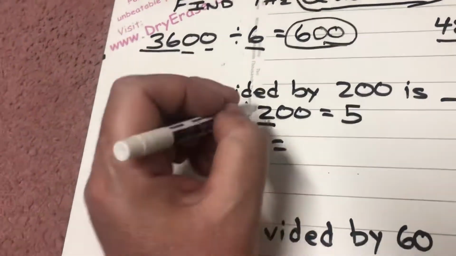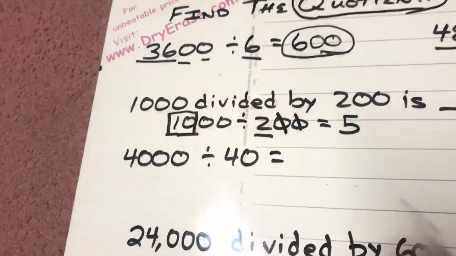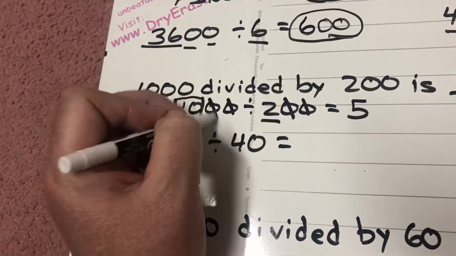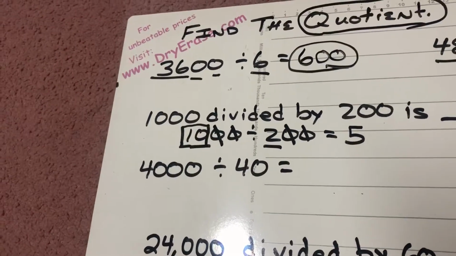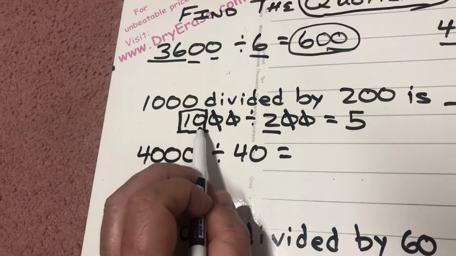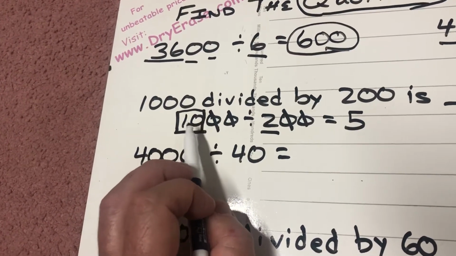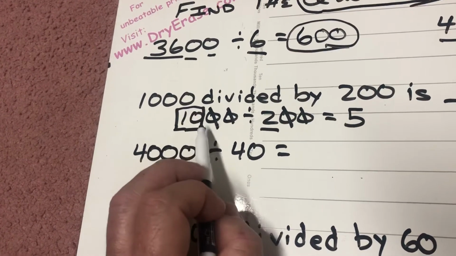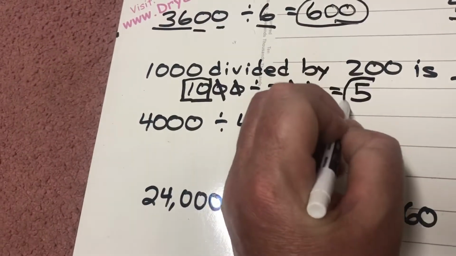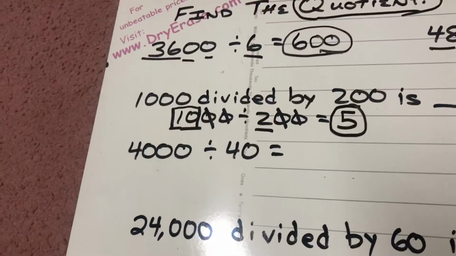I see over here that I have 2 zeros to cross off, which means that I have 2 zeros to cross off there. There's no zeros left. You might say, well, what about that 0? Remember, that 0 is part of the 10, so it is not considered as one of the zeros for the zeros trick. My final answer is 5.